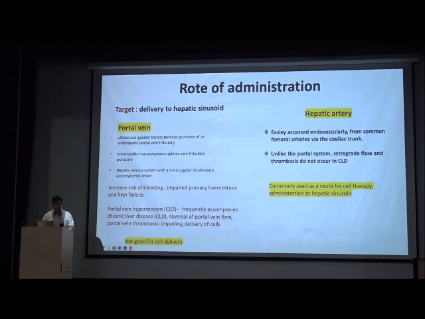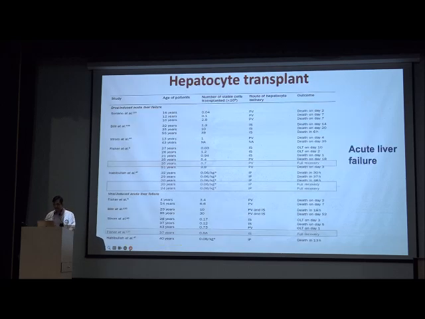How do you instill them? Well, initially it was the portal vein. You could use an ultrasound guided puncture, but yes, it had issues of bleeding, liver failure, hemostasis. The other is using the hepatic artery. You use it endovascularly, and nowadays it's one of the commonest routes to instill the hepatocytes.